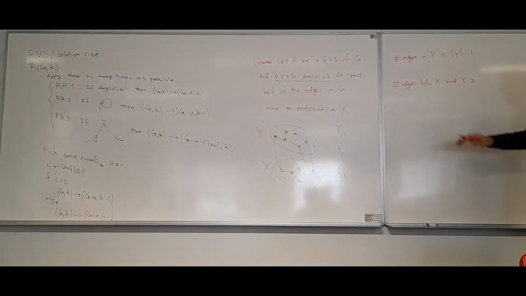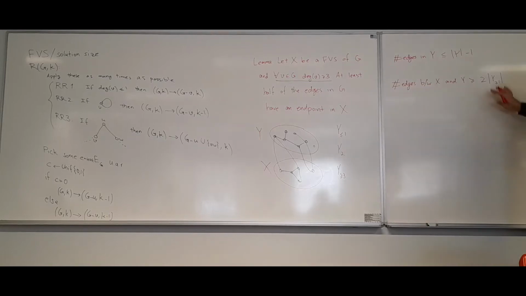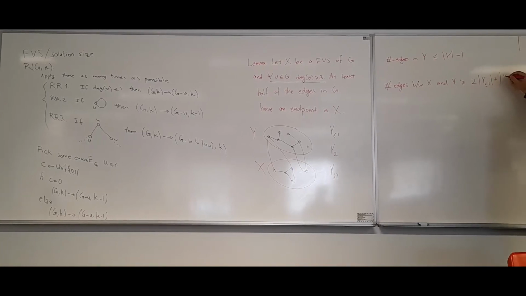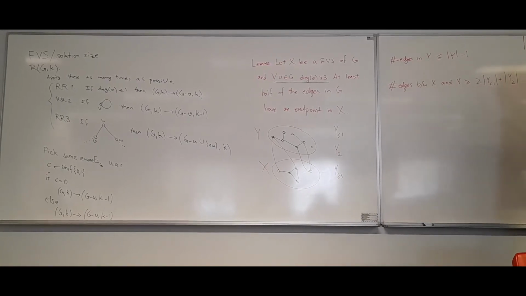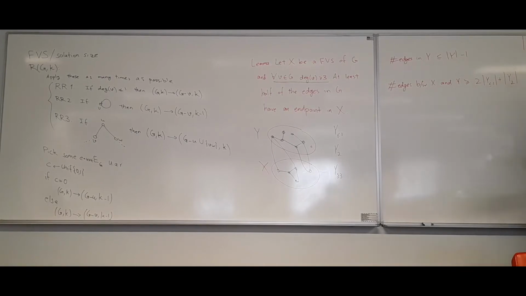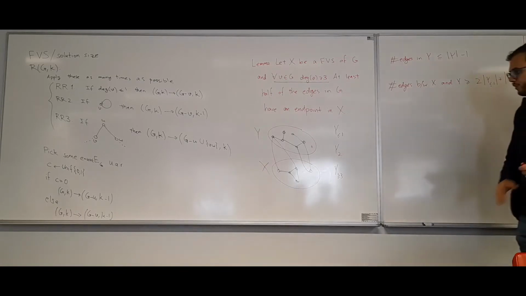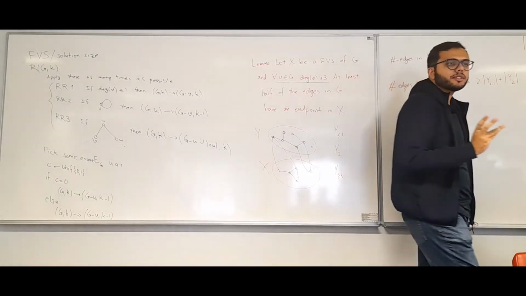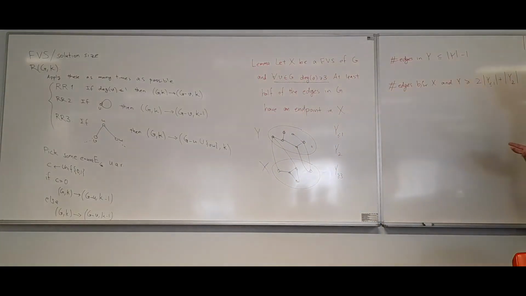So basically, what I know is that the number of edges between X and Y is greater than or equal to twice the number of vertices in Y that had a degree of 1 or smaller, plus the number of vertices in Y that had degree 2. Okay, I know that I have at least these many edges. Okay, but now just forget the rest of the graph and just look at Y. Y is a bunch of trees, it's a forest, right? These are the leaves.